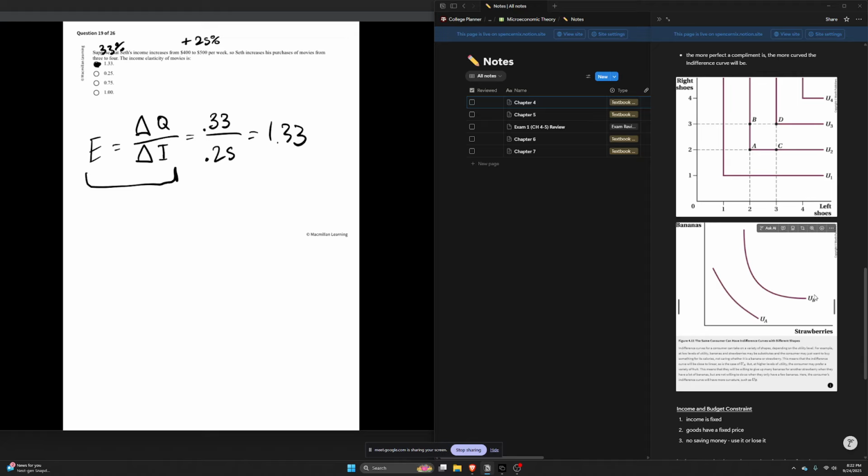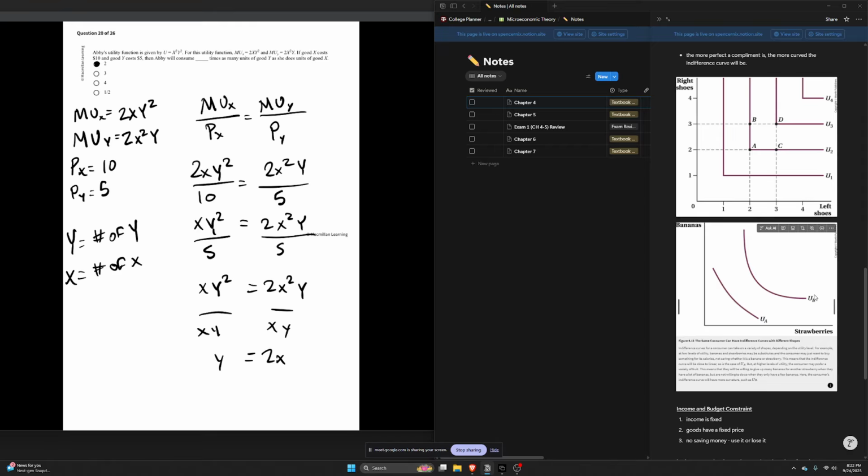I think it gives a capital Y as the change in income, which I don't like because it doesn't make sense to me. So I just use I because it makes more sense for income. So the change in quantity here is 3 to 4, 33%, and then the change in income is 25%. Again, if you're dividing by something that's less than 1, then you're multiplying by its reciprocal, or if you just want to plug this into a calculator, you get the same thing. So 1.33.